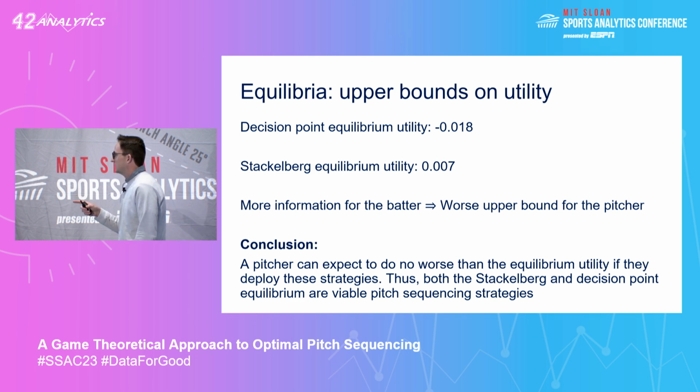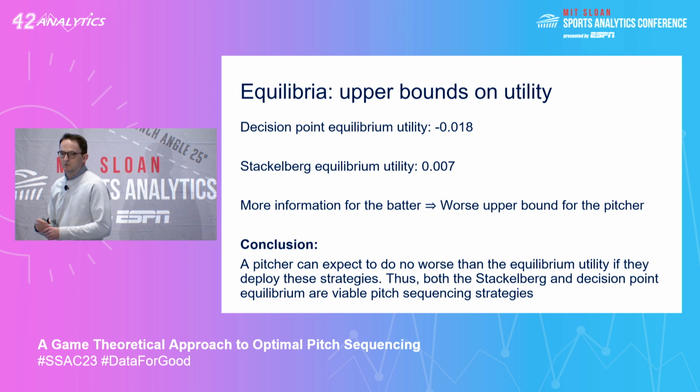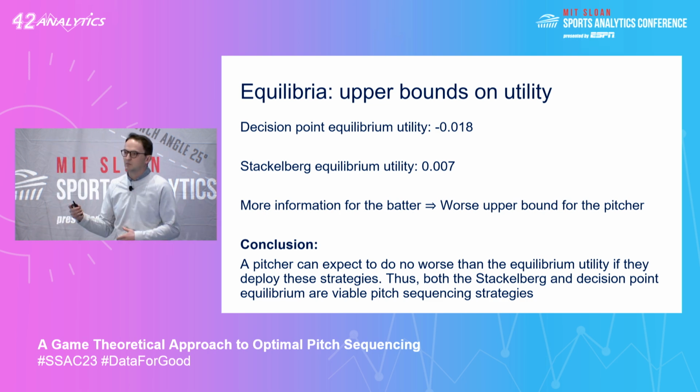One thing we noticed, the more information that you assume the batter has, the higher that upper bound gets. So decision point in our example had a utility of negative 0.02. The Stackelberg, where the batter has more information, had an expected utility of 0.007, so the upper bound went up.